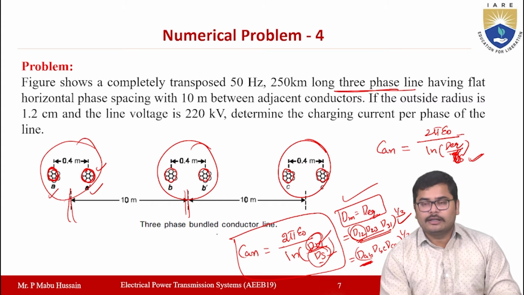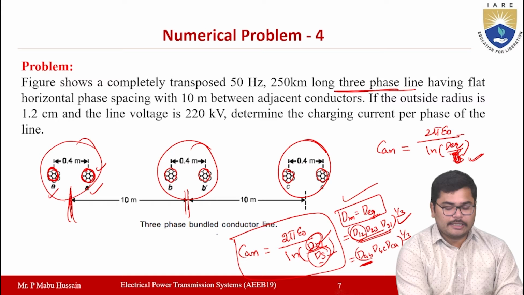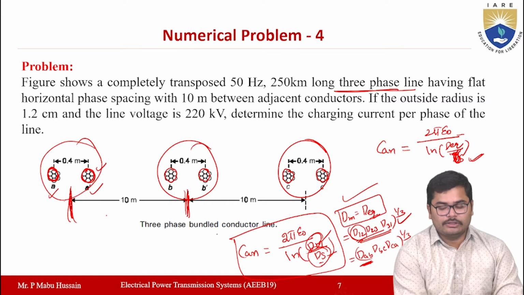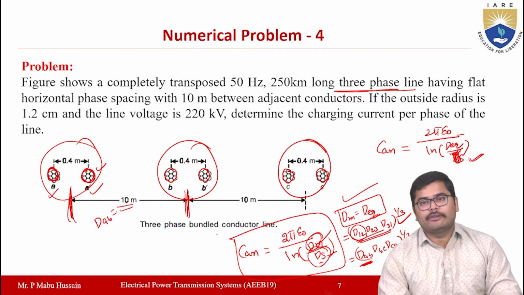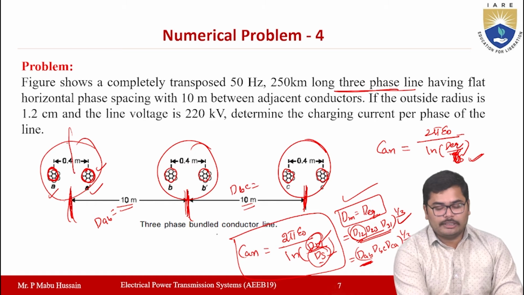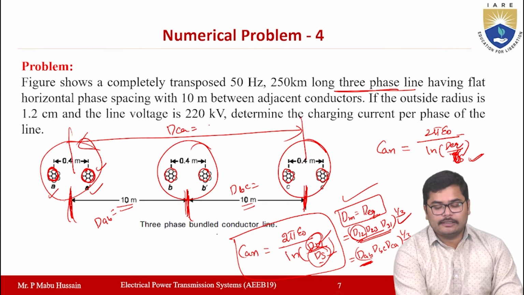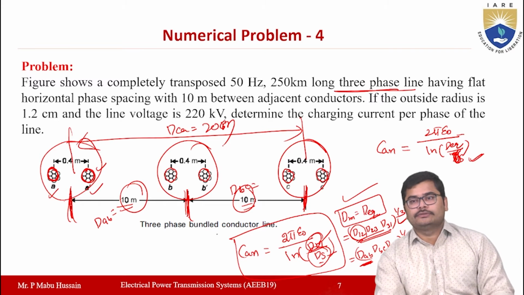Now DAB is the center to center distance between phase A and phase B. Phase A center is this one, phase B center is this one, so this 10 meters is the DAB value. From B to C, the center to center distance is again 10 meters, and that value will be DBC. Similarly, the center to center distance from C to A will be DCA, which is this 10 plus this 10, a total of 20 meters.